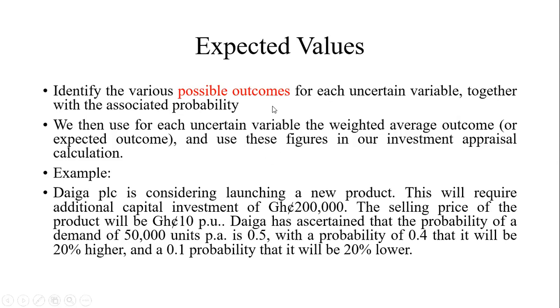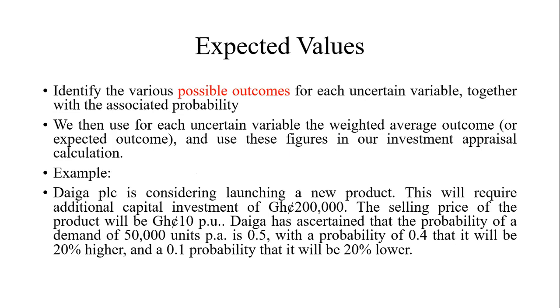So you identify the various possible outcomes for each uncertain variable together with the associated probability. We then use for each uncertain variable the weighted average outcome or expected outcome and use these figures in our investment appraisal calculation. Right. So let's take a question and then apply this.